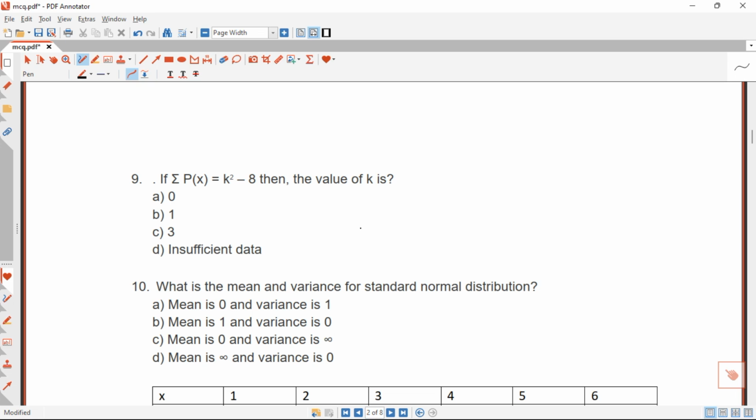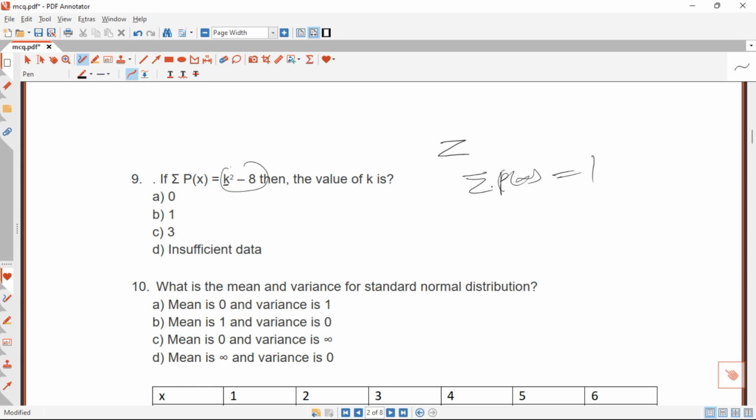And then question 9. For question 9, we have a summation. It says if summation of p of x is equal to k squared minus 8, then the value of k is? If you have summation of probability of x, it is equal to 1. When we sum all the probabilities, you have to get 1. Here we are just saying that this summation is equal to k squared minus 8. So I'm going to find the value of k.